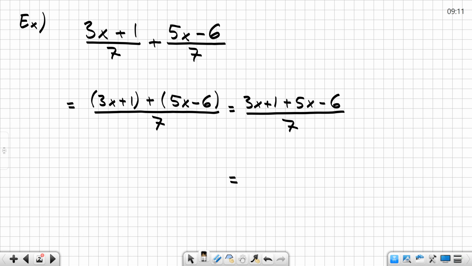And now I am combining like terms. 3x plus 5x, that will give us 8x. 1 minus 6, that will give us a negative 5. Everything over 7. This top cannot be factored any further. This is the simplified form of my rational expression.